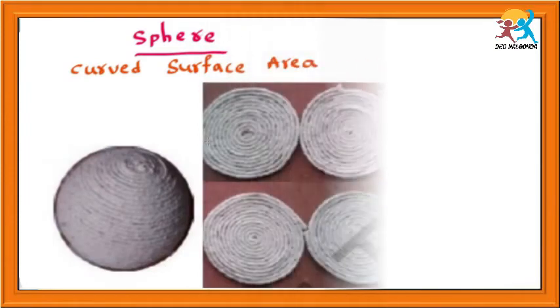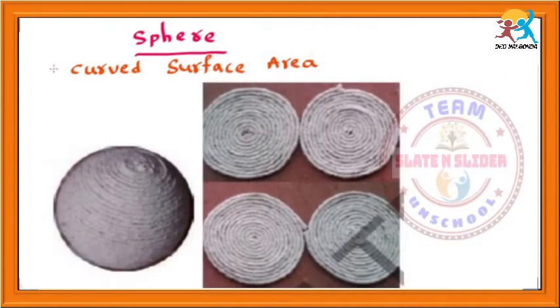We will discuss the spheres. First, we take the curved surface area of a sphere. How to find the curved surface area of the sphere? First, take a ball, and for this ball, we have to roll the thread around it like this.